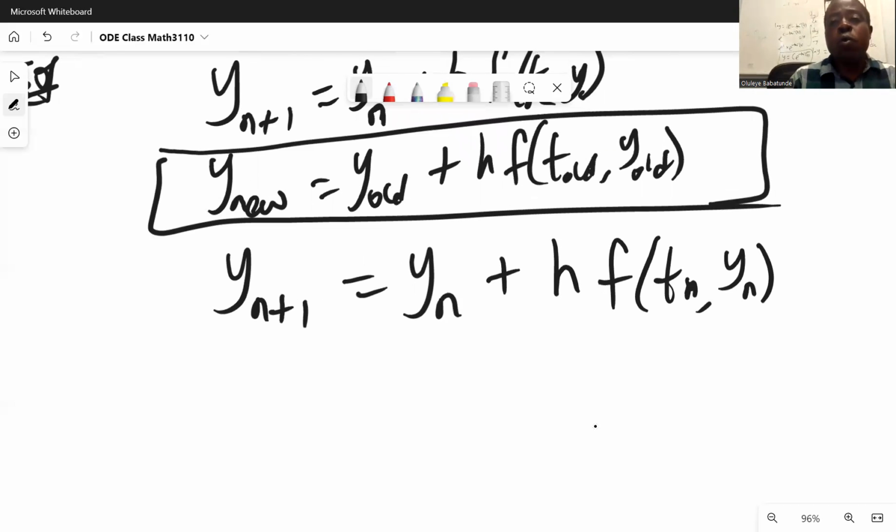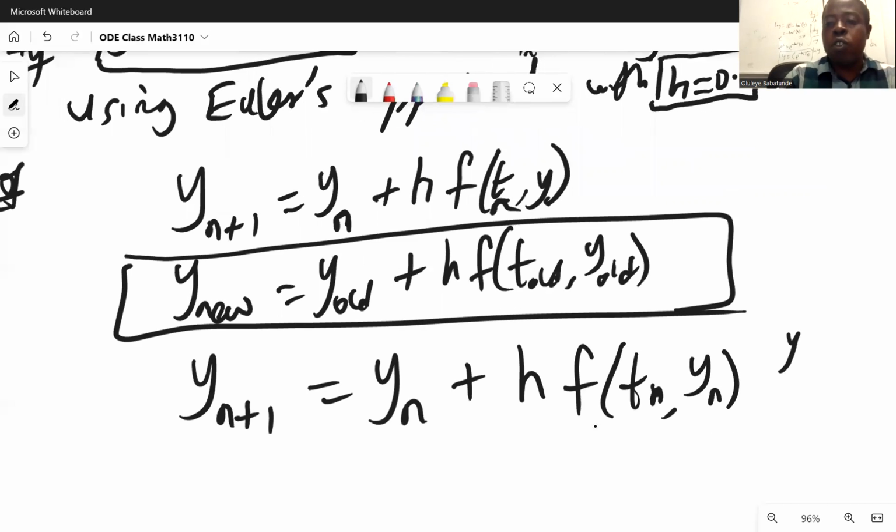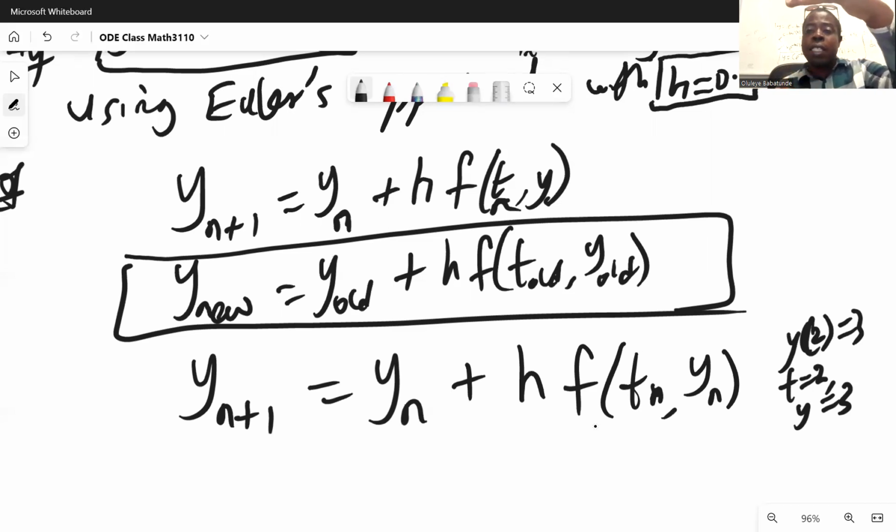Now, we were told that y of 2 equals 3. So when your t was 2, y was 3. And to make different values for t, you have to use a time step of 0.1. So you have to start this way.